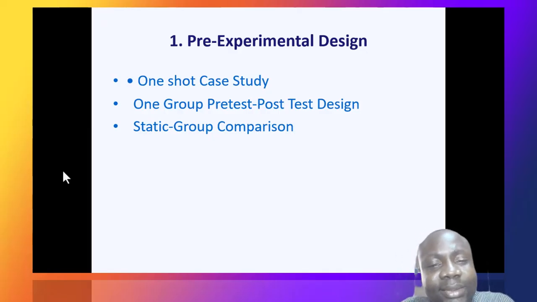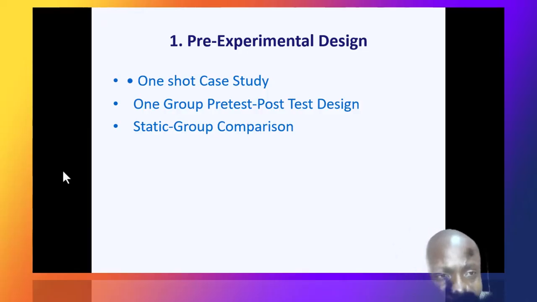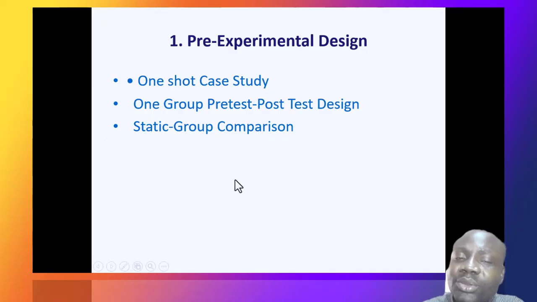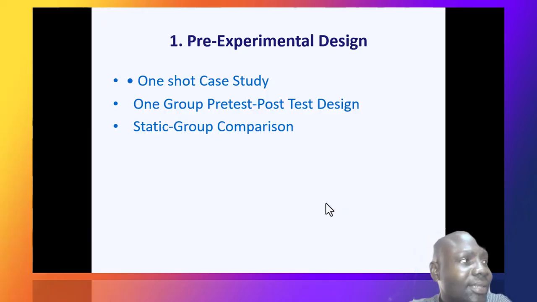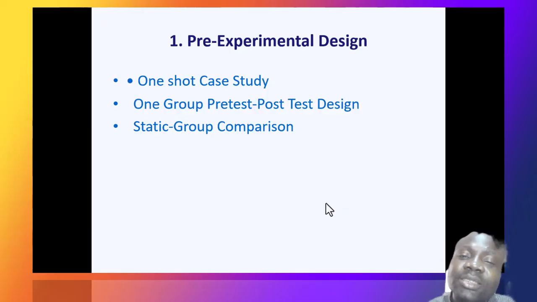Here, there is something like a control group, but it is not actually a control. There's a pre-test, but the purpose is just to compare, not to see the effect of a particular treatment. These are pre-experimental designs, three of them in that category. And it is very important that we note that these are not good experimental designs.